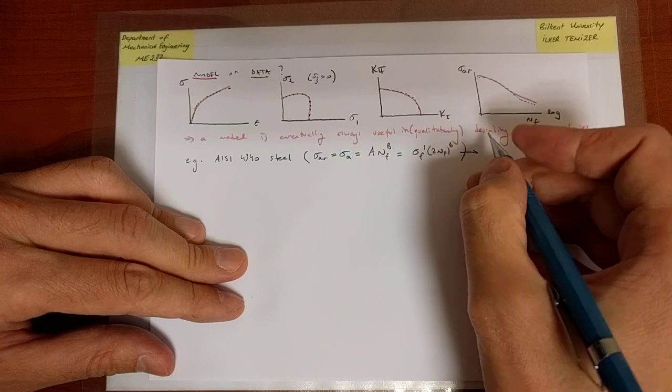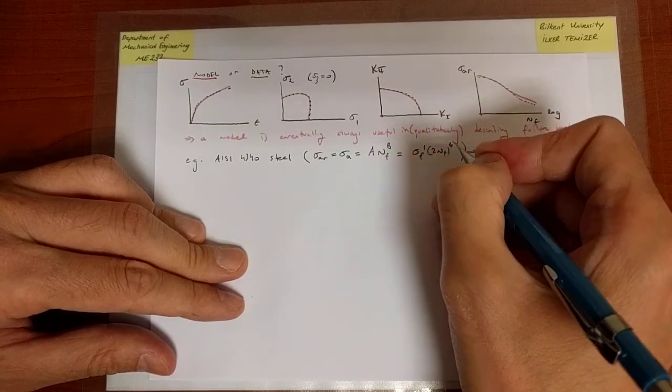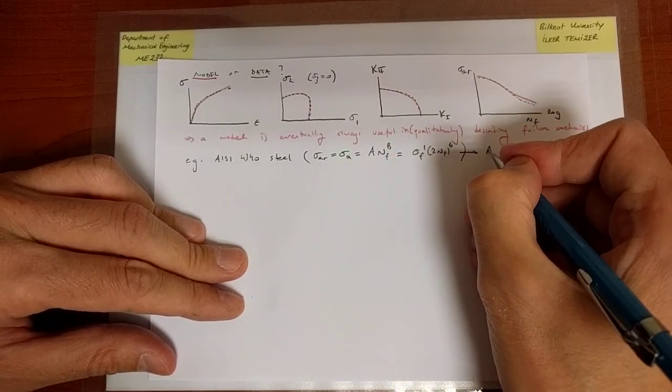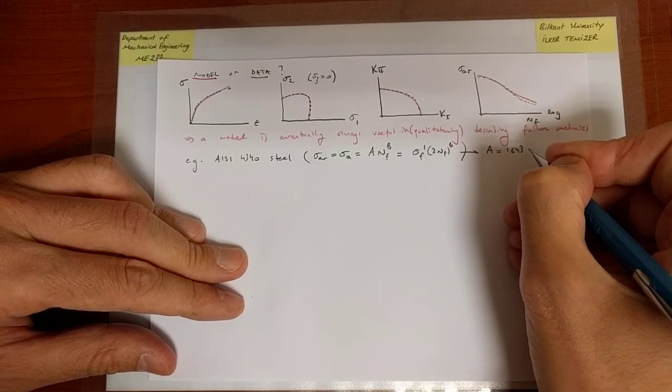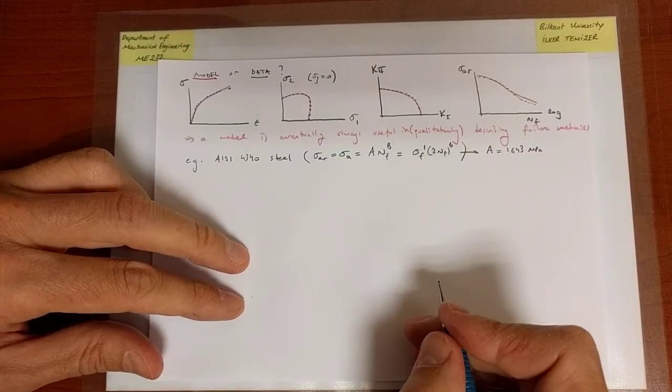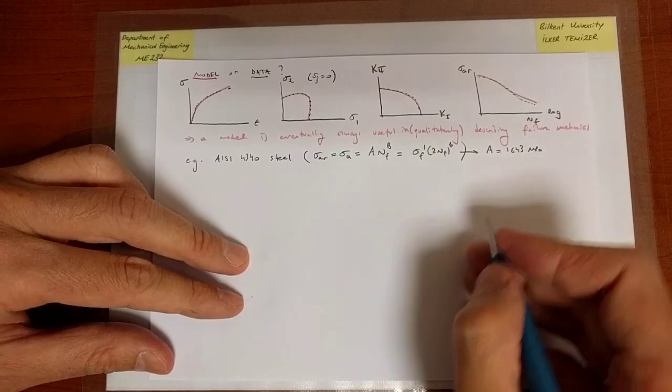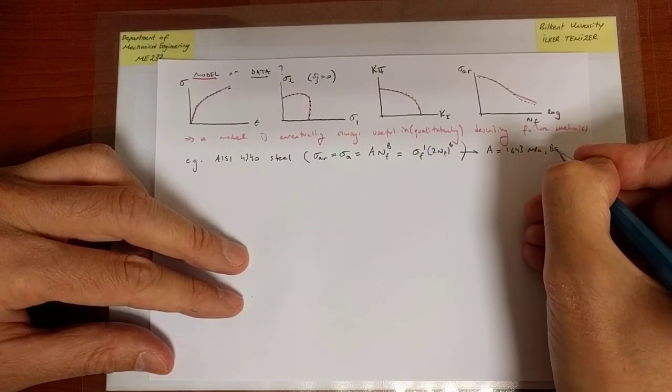When you look up the data, you have either sigma_f' and b, or A and B provided. In this case, we're going to make use of the form with A. So we have the coefficient as 1643 MPa, and B is a negative value.